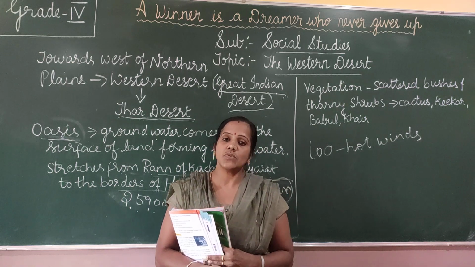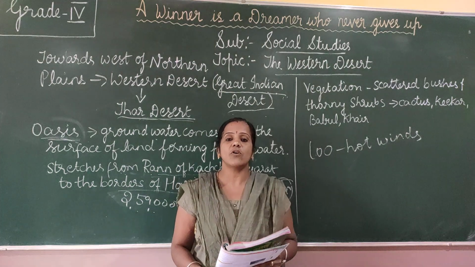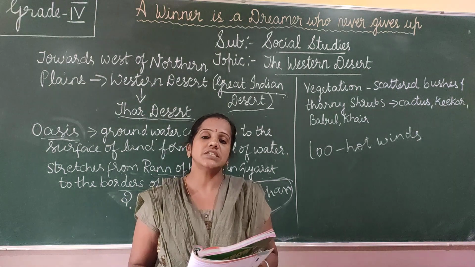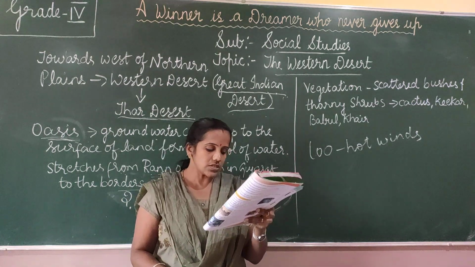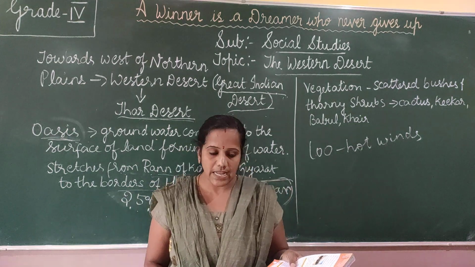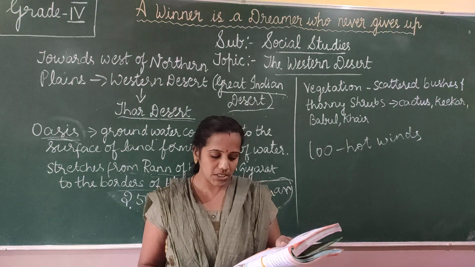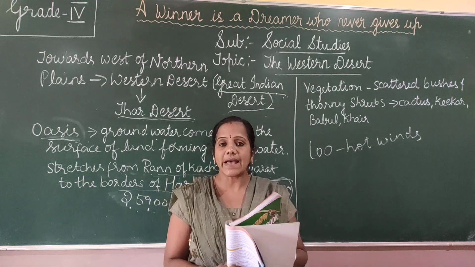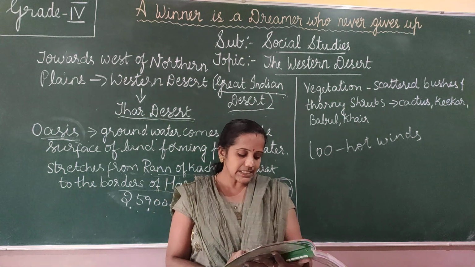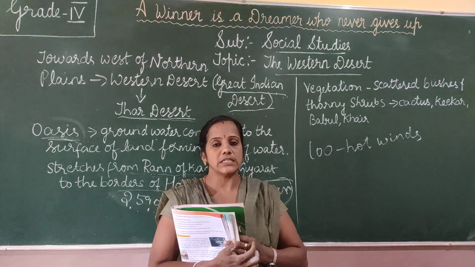The climate is very hot and dry here, and it receives only less rainfall. Because of this also, there is only little vegetation in this region. Okay, so there is always a shortage of water in desert areas. So there is very little vegetation here. So what type of plants are grown in this region? It is scattered bushes and thorny shrubs that are found here.